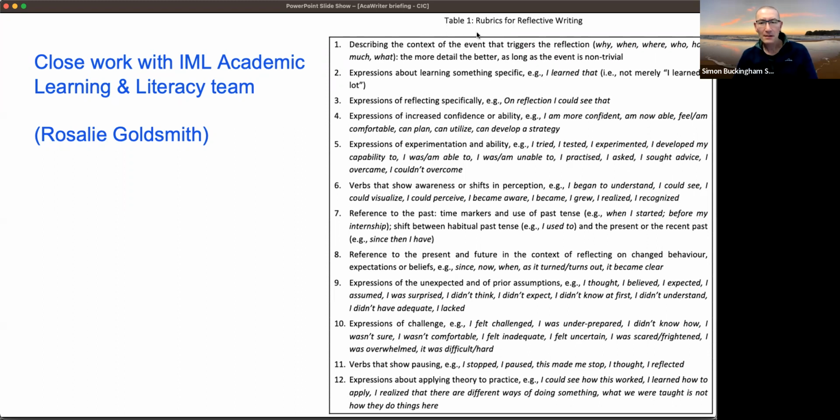She said, this is the kind of thing I give to faculty academics to help them think about designing good reflective writing activities and how to give feedback to students. And you can see here, this is really helpful: expressions of experimentation and ability. So we might expect students to try using some of these constructions. Expressions showing shifts in perception. That's always very exciting to hear when students begin to say, I realized, or, I became aware. This is a real shift in the way they're seeing the world. Talking about the past, talking about the future and how you're changing, being surprised.